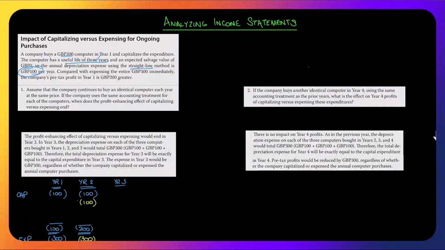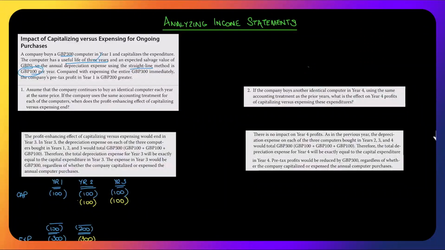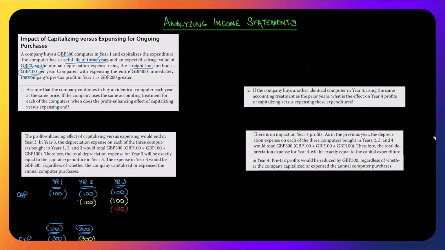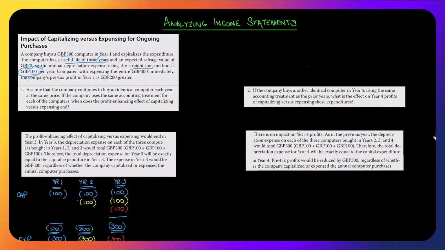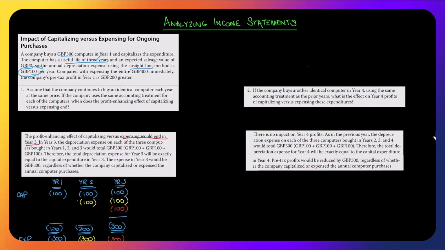But look at year 3. We continue to buy computers, so $100 in year 3 on the first computer, $100 a depreciation expense on the second one. We buy a third computer, and we'll charge $100 on that. Total depreciation expense is now $300. That matches the $300 we'll charge for writing off the third computer. No profit enhancing effect in year 3. It ends. Now, you might be thinking what happens after that. You might not, but let's just have a look anyway.